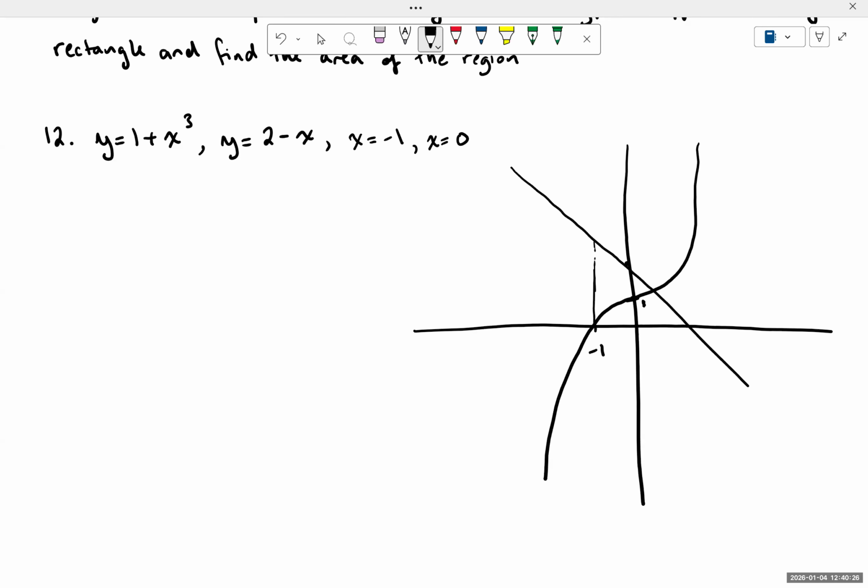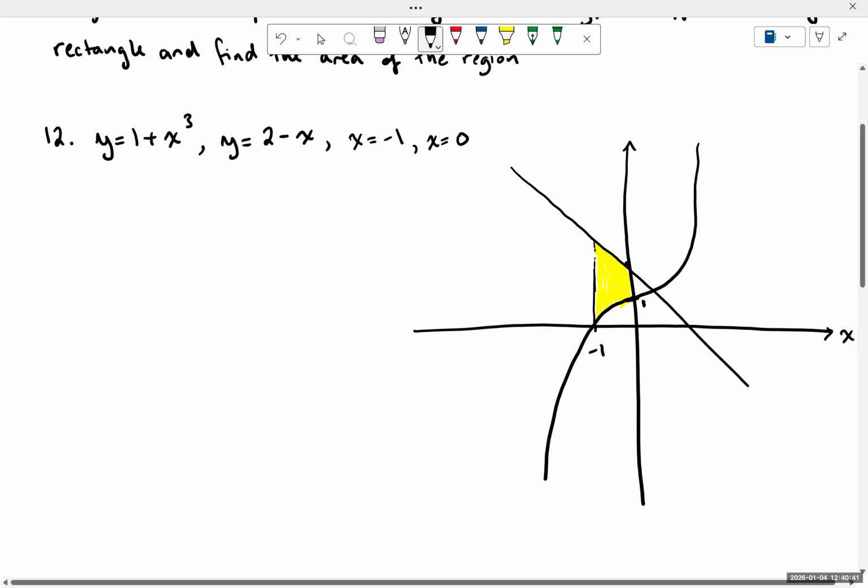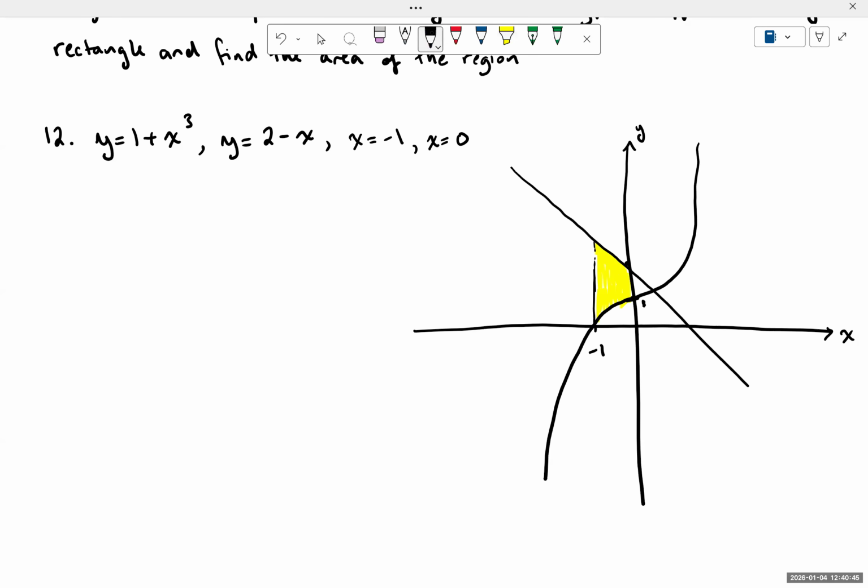So what I'm really looking for is this region, this yellow region here. And they gave me all this information. This is the information that comes with the problem. They'll tell you what the curves are. And sometimes you have to find out, as we saw in class, where things intersect. Other times, like here, they're just going to give you the bounds that they want. So let's label our graph here.